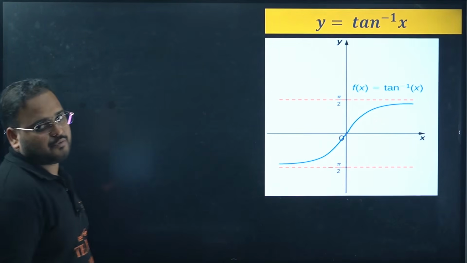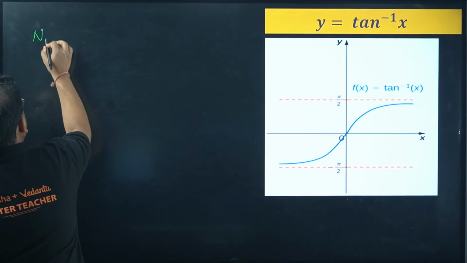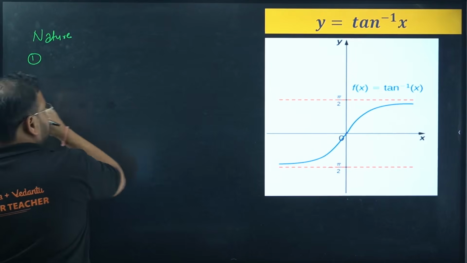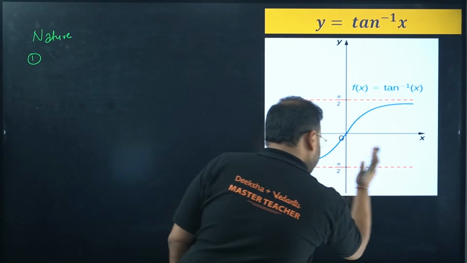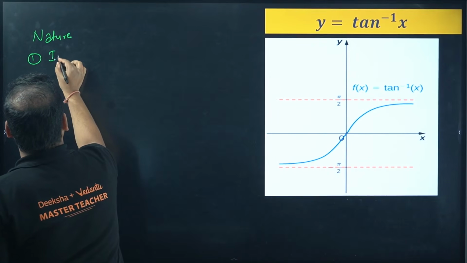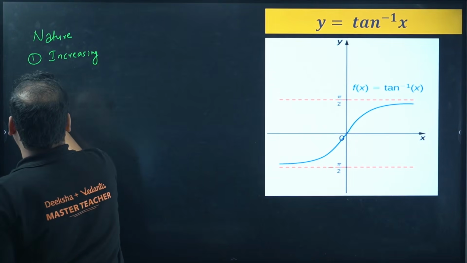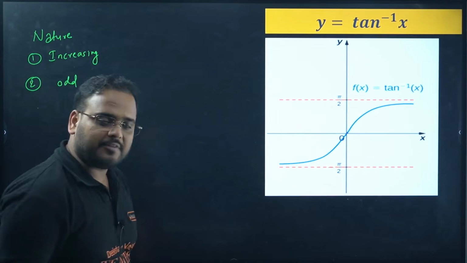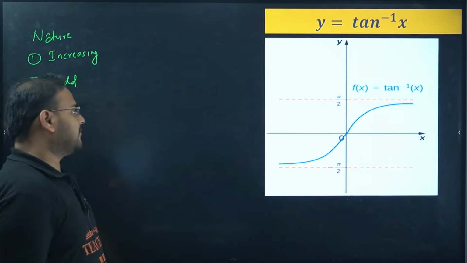Moving on, tan inverse of x. This nature: first one, increasing or not? Of course, increasing, sir. Check here. As x increases, y goes up. So the function is increasing in nature. Second one, odd or not? Odd function. This also is an odd function. Sine inverse, tan inverse, and cosec inverse are odd functions.